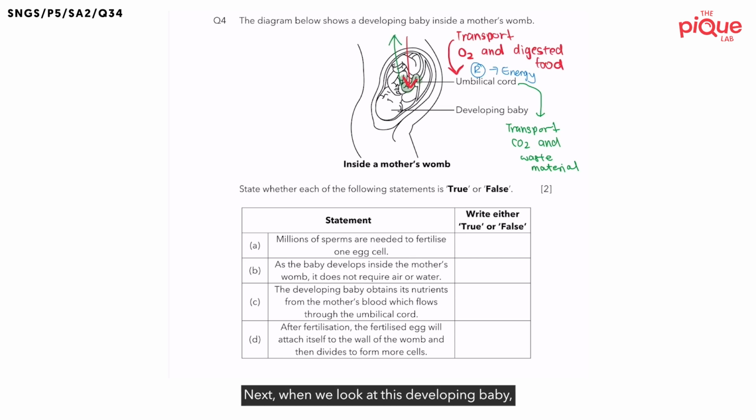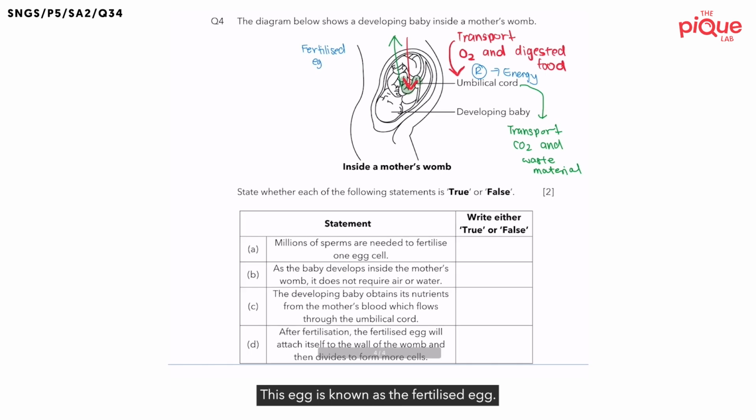Next, when we look at this developing baby, we know that it has developed from an egg. But what is the name of this egg? This egg is known as the fertilized egg. And this developing baby must have developed from only one fertilized egg. And how do we get a fertilized egg? You will need one sperm to fuse with one egg to get one fertilized egg.